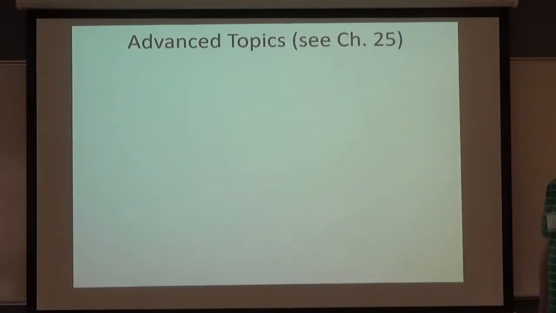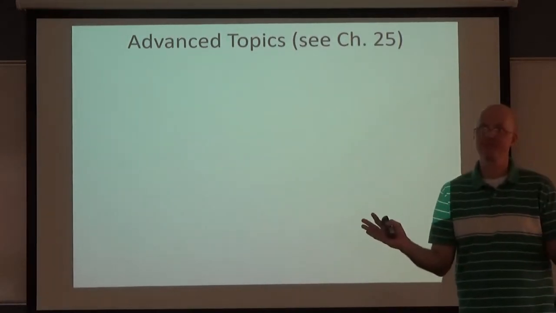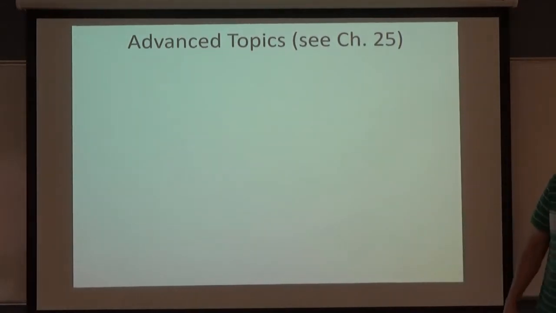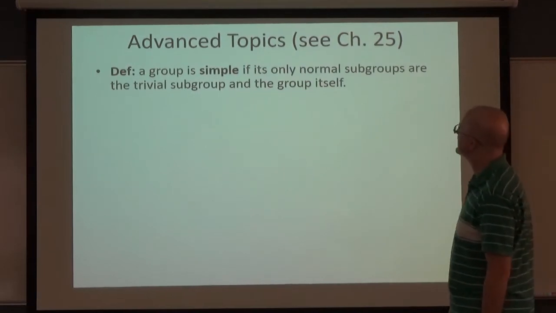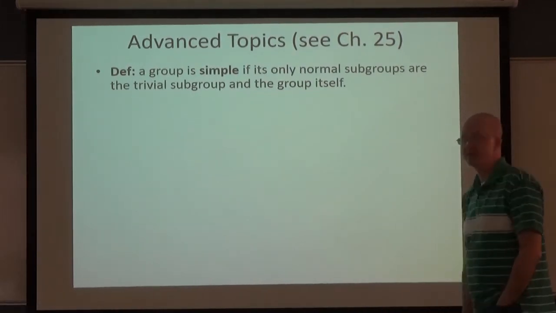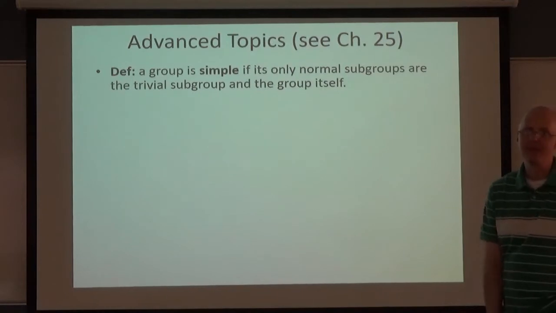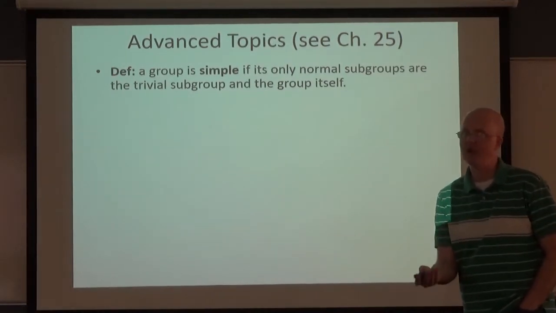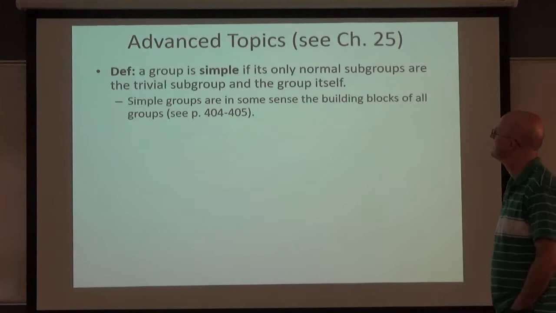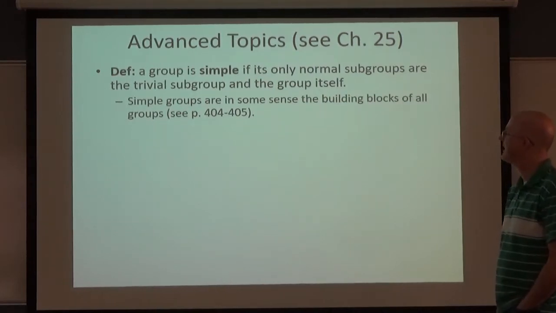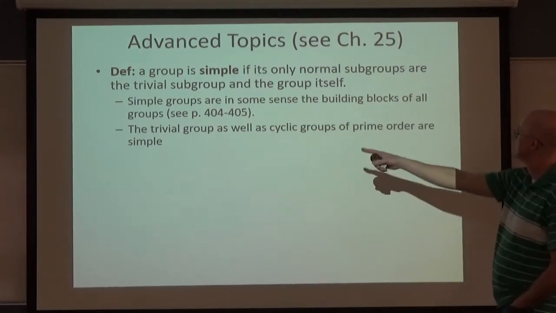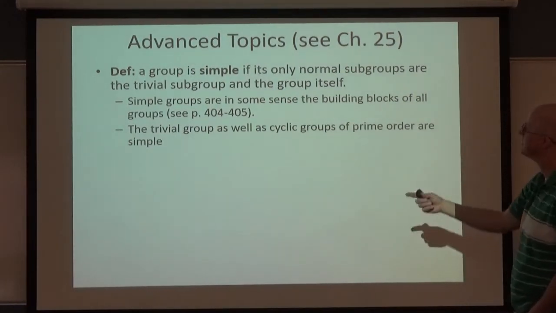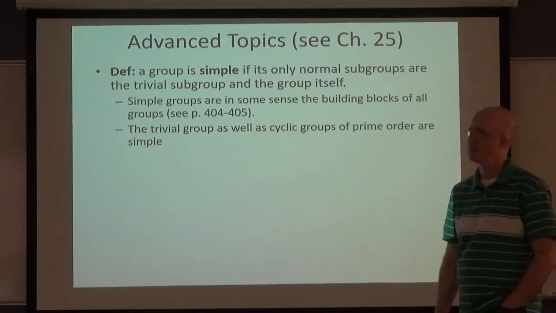Which brings us to another advanced topic. This is going to be real brief, but I hope enticing. Another advanced topic in chapter 25 is the idea of something called the simple group. A group is simple if its only normal subgroups are the trivial subgroup and the group itself. Now, the most simple groups are indeed very simple. And they are building blocks. They are the cyclic groups of prime order. Okay? The trivial group as well as cyclic groups of prime order are simple. And those are certainly very simple groups indeed.